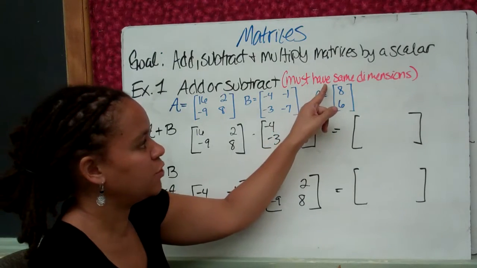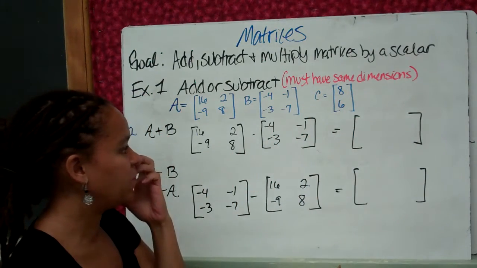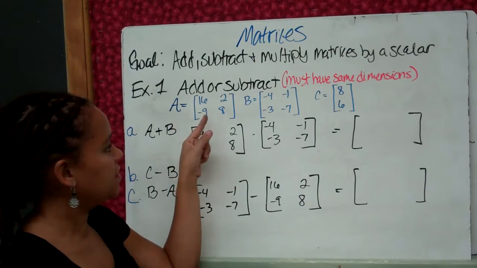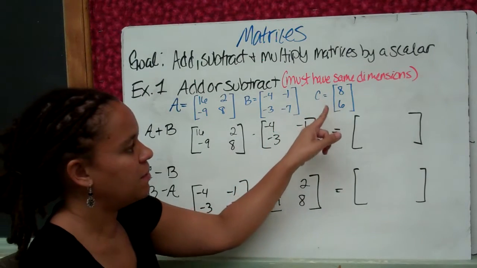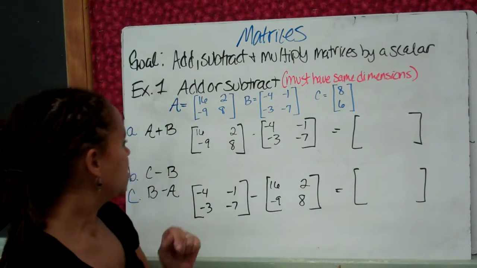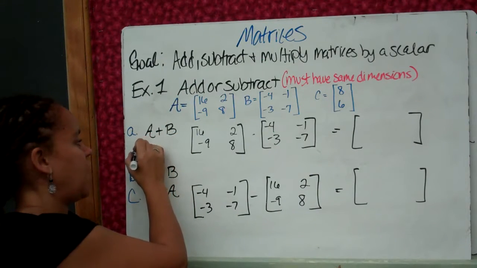Notice, in order to add or subtract, you must have the same dimensions. So we always need to check the dimensions of our matrices before we get started. Matrix A is a 2 by 2, matrix B is a 2 by 2, and matrix C is a 2 by 1.